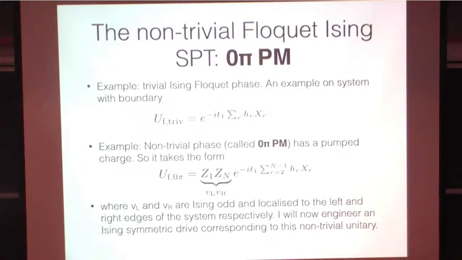Floquet unitary on a system with some boundaries. Really the only difference between these two things is that in this case you do something Ising odd at each of the edges, but on net you've done something that's Ising even. In particular, you can think of this as hopping an Ising charge from the left edge to the right edge. Okay. So let me just engineer an Ising symmetric Hamiltonian which gives rise to this drive.